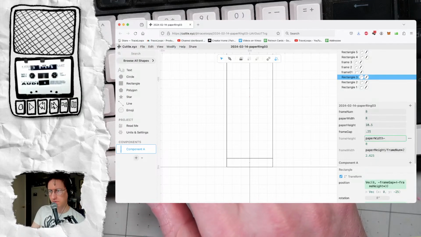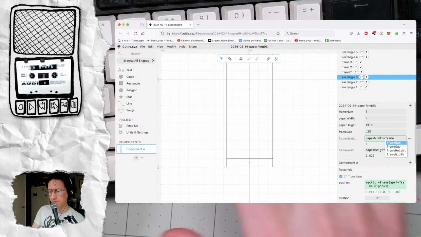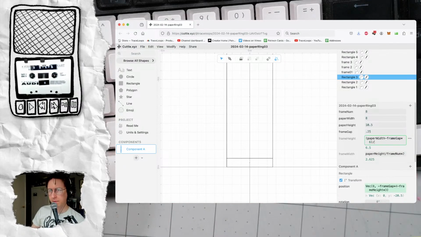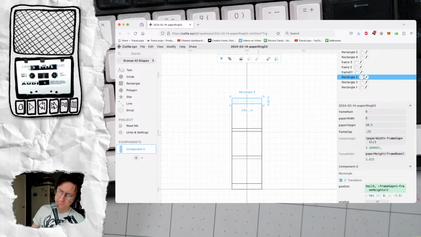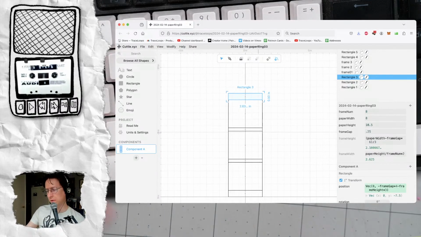Minus frame gap times 6 divided by 3. Is this... That gap's a little bit larger. I could make the frame gap a little larger.